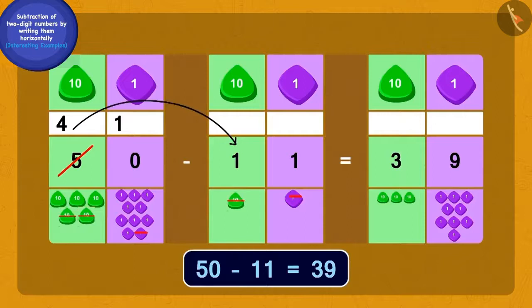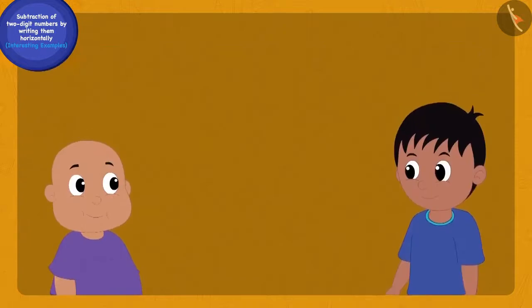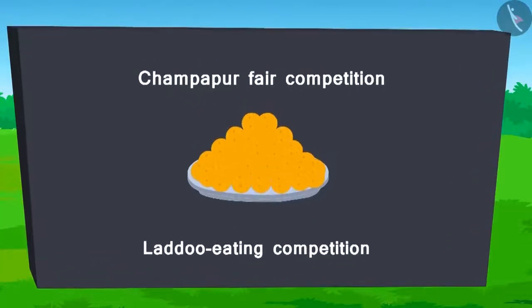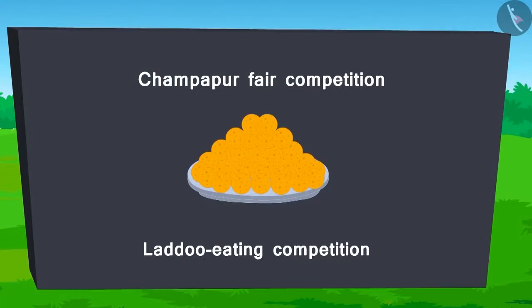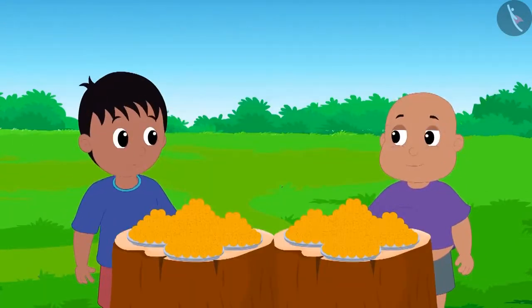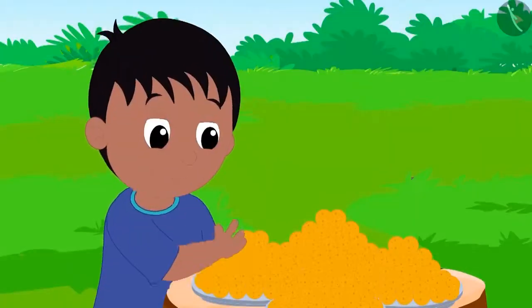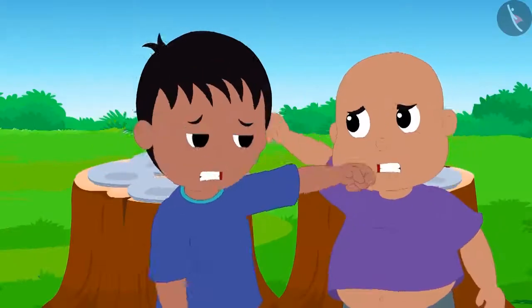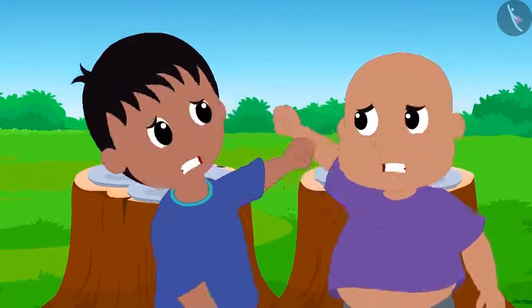Raju became excited after learning this new process. Oh wow! Raju burst 39 balloons. Bablu found the solution to this question just like us. A laddu eating competition was happening in the fair. Raju and Bablu also participated in the competition. Raju ate 32 laddus and Bablu ate 41 laddus. Now both are fighting over who ate more laddus and by how many.